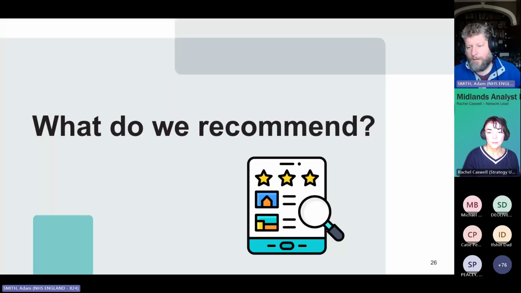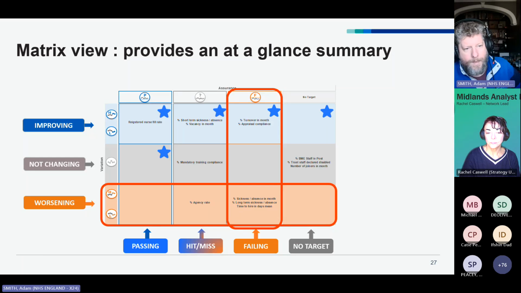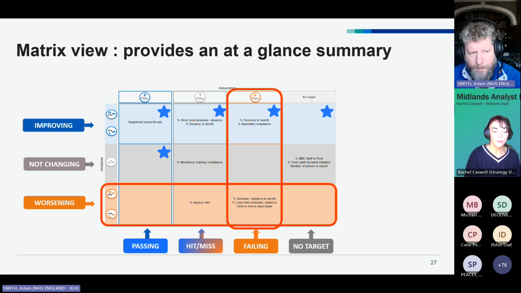So what do we recommend? What style of reporting do we recommend? Well, obviously SPC charts. That's our whole reason for existing. But within there, we've got other views as well. So this is what we call a matrix view. This is where we're using those summary icons. So along the top, we've got that assurance, which is looking at targets. There's also a box if you haven't got a target on your measure. Then down the side, we've got our variation icons. Purple isn't in this example, but it does exist in our tools. So you can also have purple in there on this matrix view.